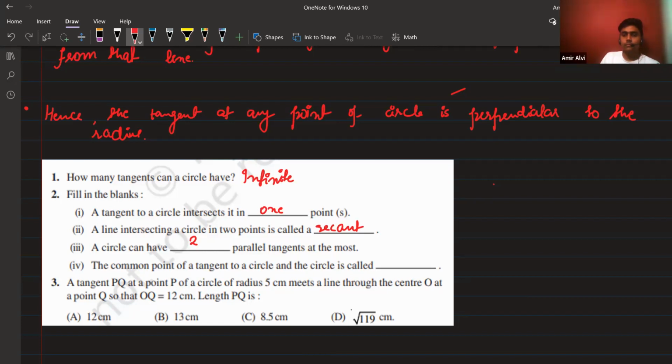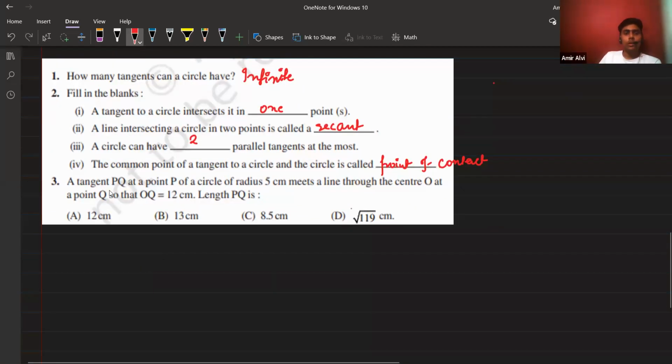Point of contact. Yes, point of contact. So, a tangent PQ at a point P to a circle of radius 5 with center O, through a point Q so that OQ is 12. Find the length of PQ. Can anybody draw the figure of it and find out the value?